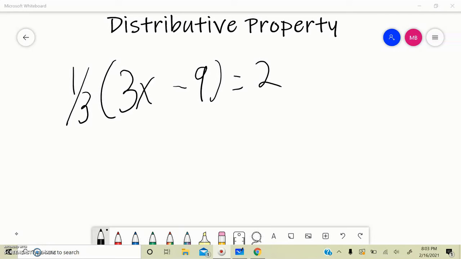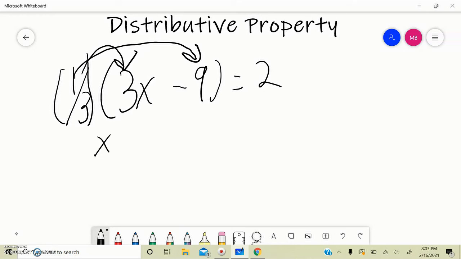So what I'm going to do is distribute this entire fraction to both terms. So I do 1/3 times 3, which leaves me with 1x, or just x. And I do 1/3 times -9 because it has that minus sign on the outside. And that would leave me with -3 equals 2. And this is now just a one-step equation. So I would do my inverse operation, which is to add 3 to both sides, and I'm left with x is equal to 5.